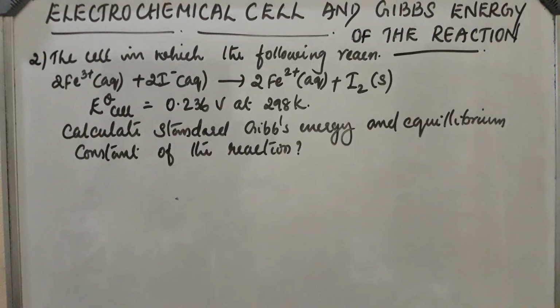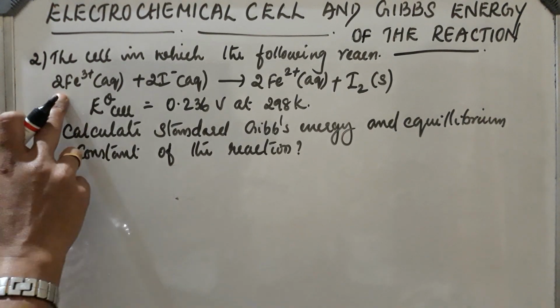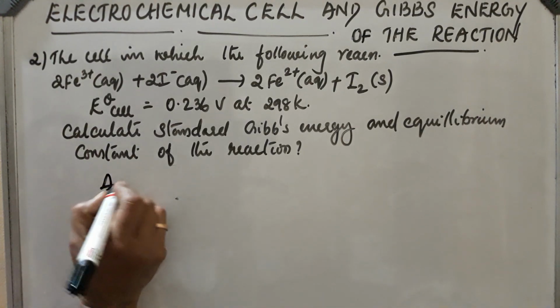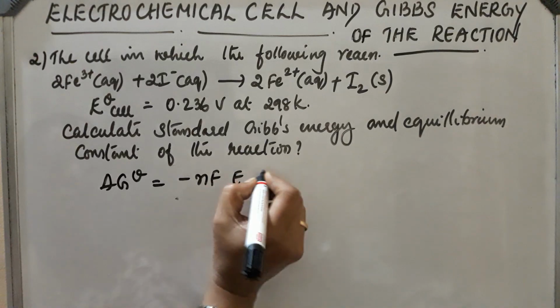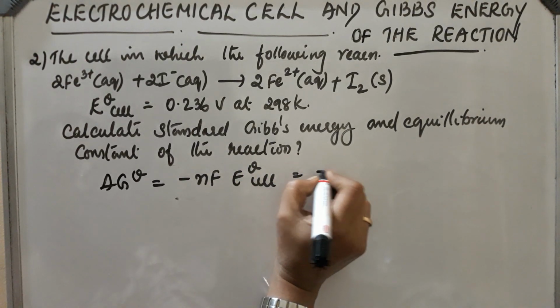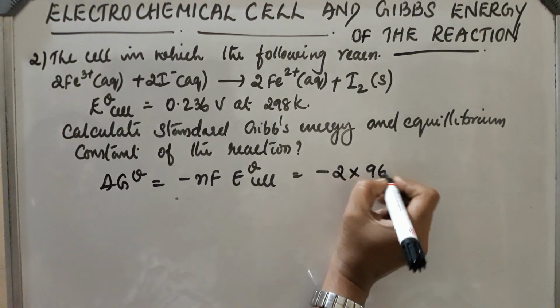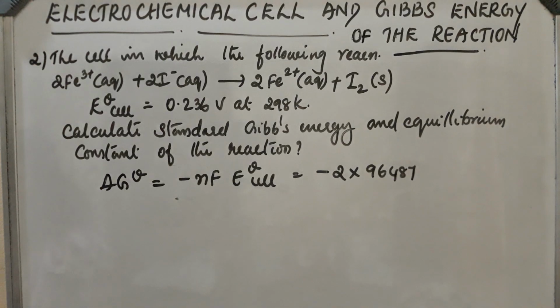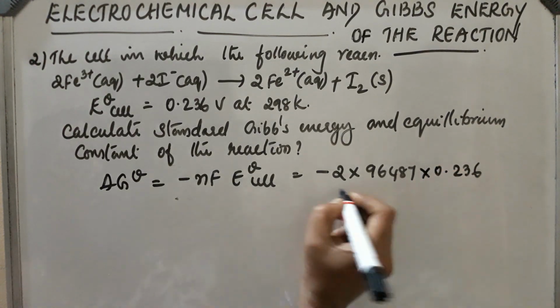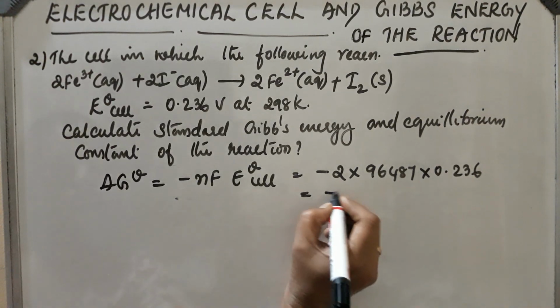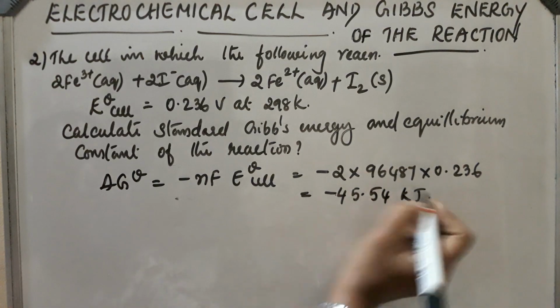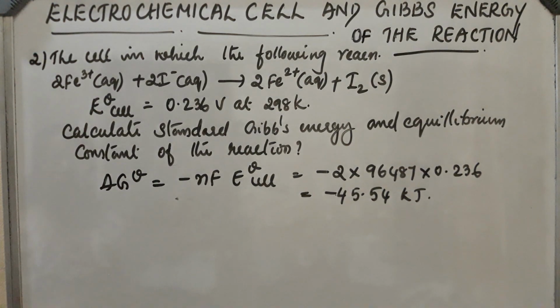Now, the second problem: the cell in which the following reaction takes place, that is 2Fe3+ plus 2I minus gives 2Fe2+ plus I2. Standard electrode potential is given. Calculate the standard Gibbs energy and equilibrium constant of the reaction. So, delta G will be equal to minus nF E standard, which is minus 2 into 96487, this is Faraday's constant, into 0.236. The value is minus 45.54 kilojoule. So, we got the Gibbs energy.